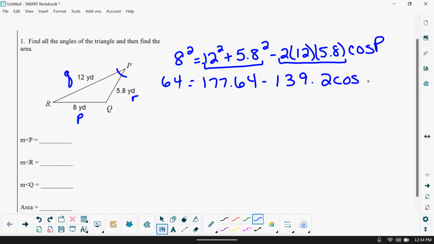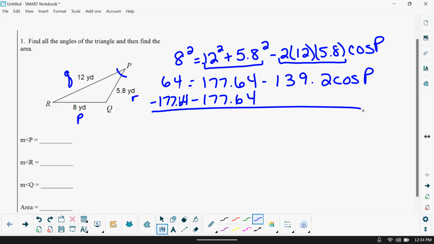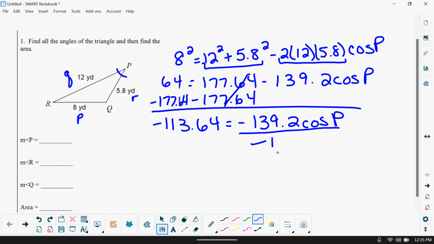And I get 139.2 cosine P. So please remember, we cannot combine these two terms because this one has that cosine attached to it. So we're going to subtract 177.64 over. So 64 minus 177.64, and I get negative 113.64 equals negative 139.2 cosine P. Next, we are going to divide by negative 139.2 to both sides.